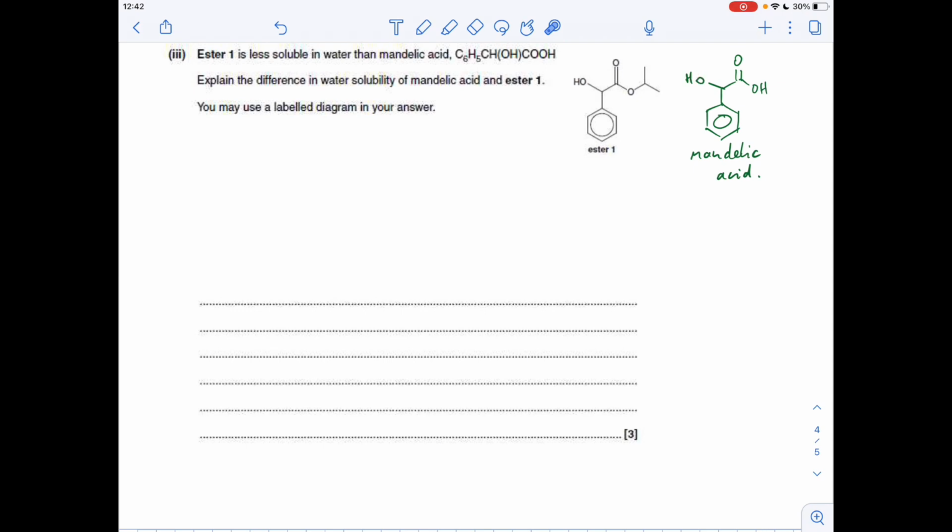So obviously both molecules can form hydrogen bonds at the OH group, the hydroxyl group. Ester 1 can form hydrogen bonds with the hydrogen of water via these oxygens, but it can't form hydrogen bonds with the oxygen of water because it doesn't have a hydrogen directly bonded to the electronegative oxygen. Whereas in mandelic acid, you've got those two oxygens, so it can form hydrogen bonds just like that one could. However, it's got an extra way of forming hydrogen bonds via that H.